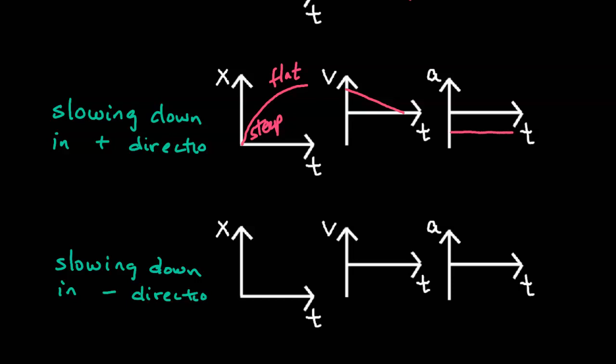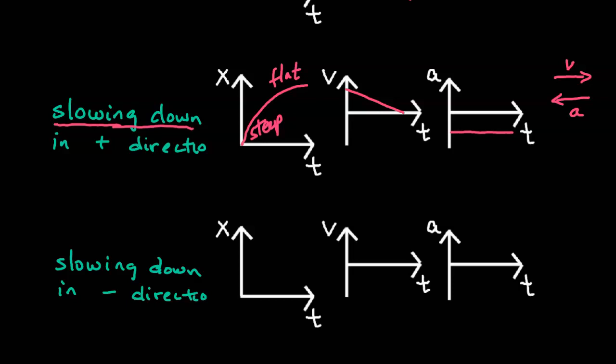Let's see if this makes sense. The object is moving in the positive direction, and the object is slowing down, so I know the acceleration has to be in the negative direction, towards the left. So take a look at the velocity and acceleration direction. Notice how they're in opposite directions. When they're in opposite directions, the object will be slowing down.